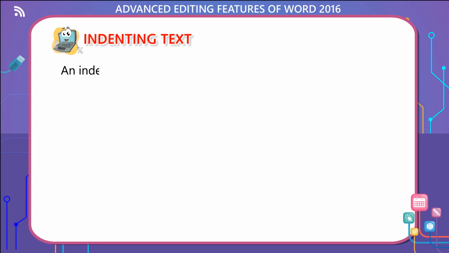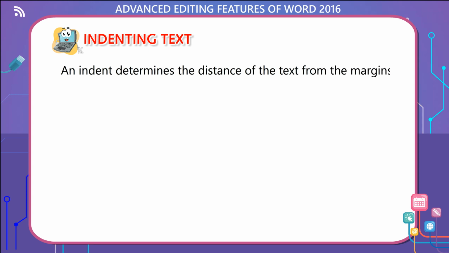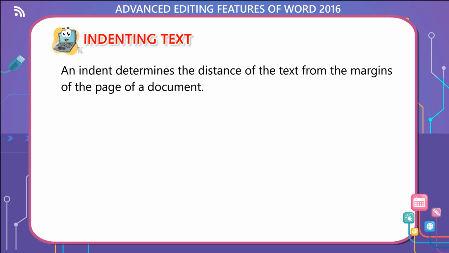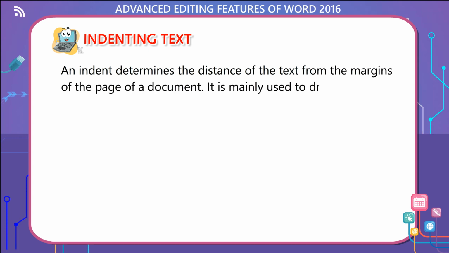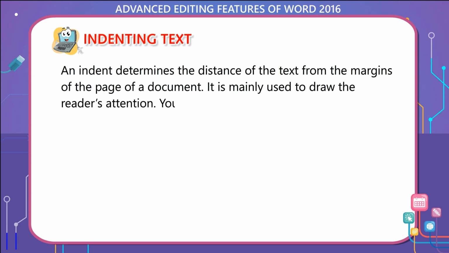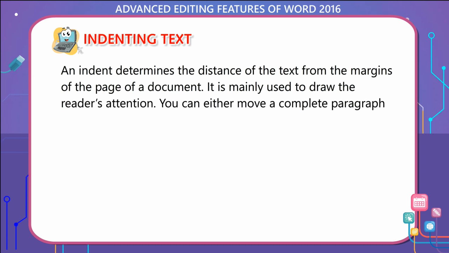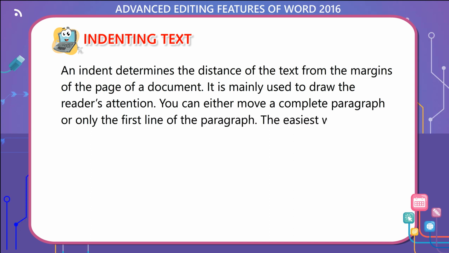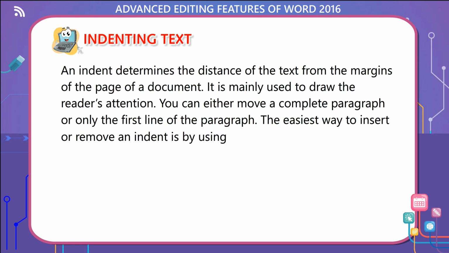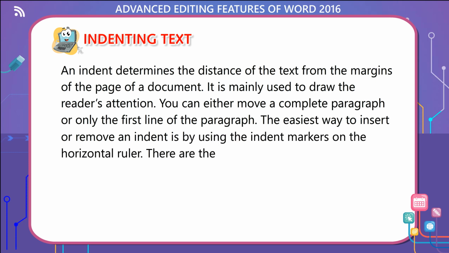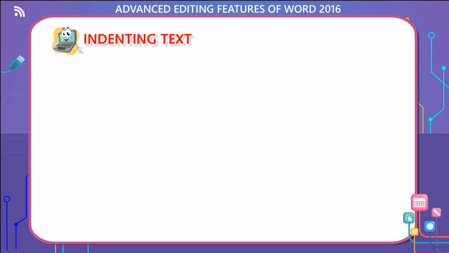Indenting text. An indent determines the distance of the text from the margins of the page of a document. It is mainly used to draw the reader's attention. You can either move a complete paragraph or only the first line of the paragraph. The easiest way to insert or remove an indent is by using the indent markers on the horizontal ruler. There are the following types of indent.